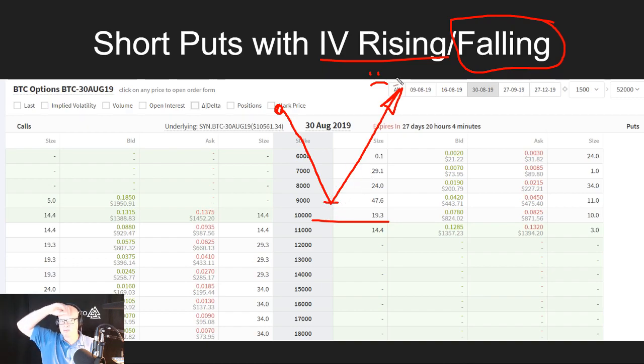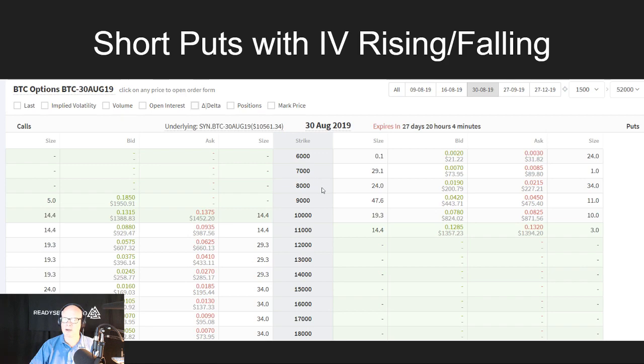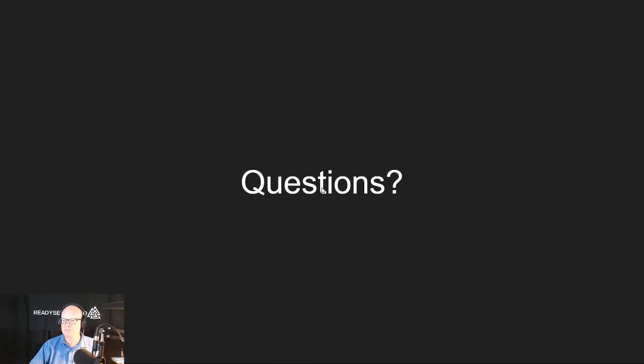And this is what I'm seeing on the short put option that I have right now with Deribit, because it's happy because the price is going up, implied volatility is falling. Okay, that is my material for today.